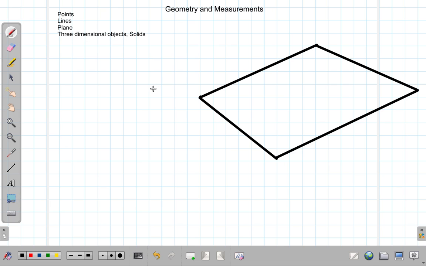Now, three-dimensional object, which we call a solid. In this case, we have 3 dimensions. So we not only have length and width, we also have a height. Let me see if I can get my 3-dimensional object.